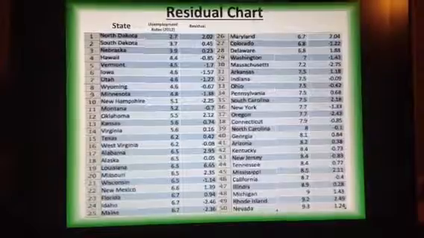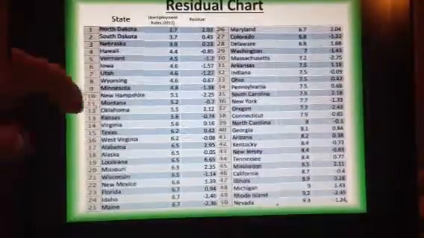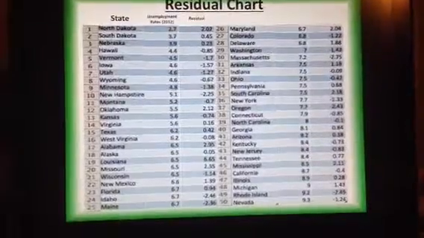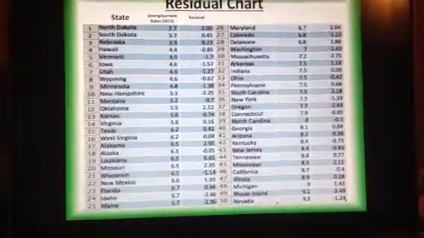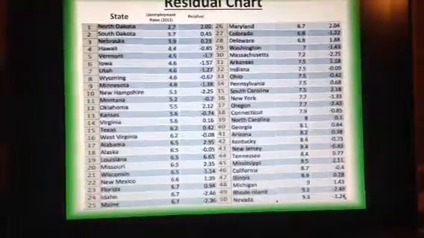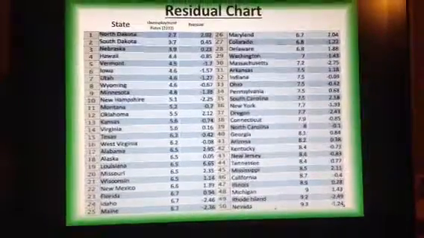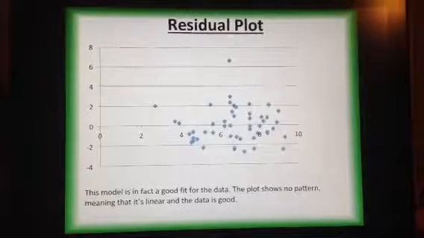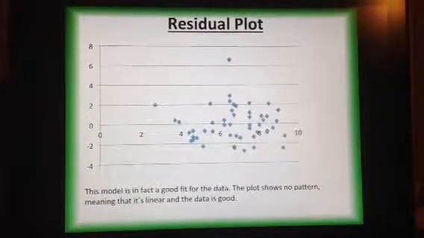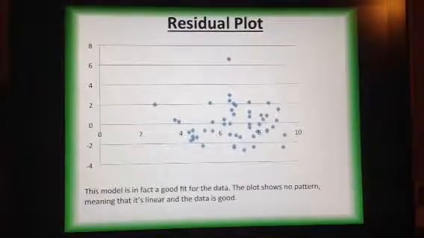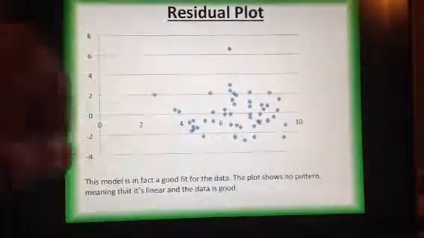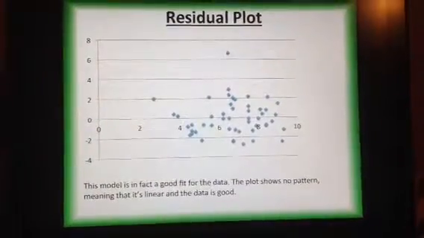For the residual charting, I again listed the states in order from lowest unemployment rate to highest unemployment rate, and have each residual in correspondence to its state right next to it. I put the data in the calculator to create a residual plot. I have all the data in right here.